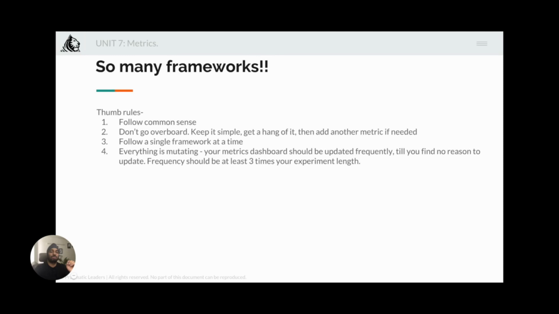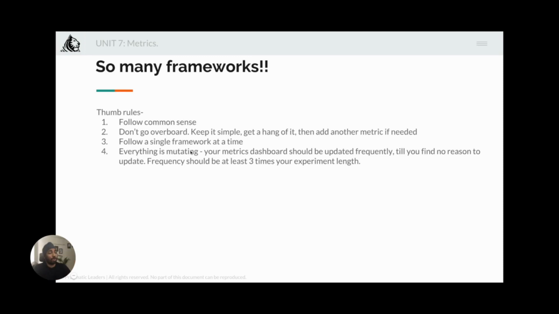Follow common sense. Don't go overboard. Keep it very simple. Get a hang of it, then add another metric if needed. So you just start with one single metric and then go about adding more metrics as you get more and more comfortable. It's almost like learning how to drive. You start with very slow speeds, get comfortable driving in a straight line, get comfortable turning, and then you slowly start increasing the gas, speeding up, taking riskier turns, overtaking, and so on.